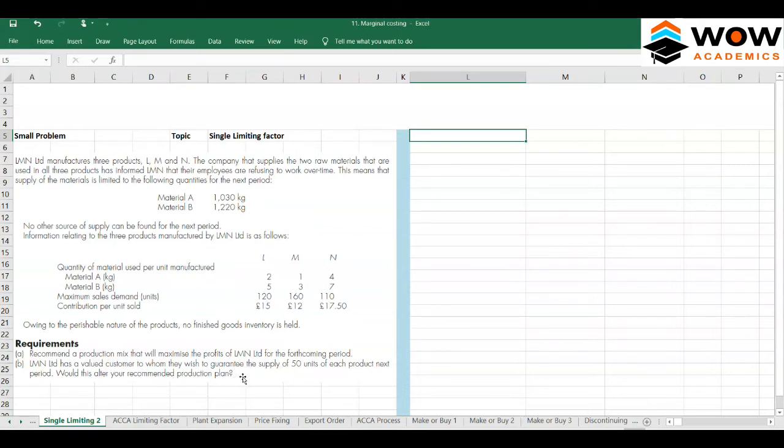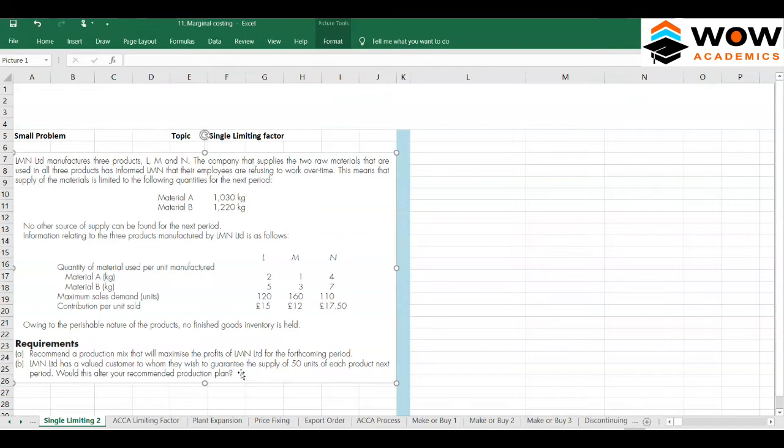Would this alter your recommended production? So assume that we have a guaranteed supply to be given to a customer, and will this change? Which is the guaranteed product? We don't know, he says of each product. I think we will work it out in that manner also. It looks different, so we'll start. You can read this along here.